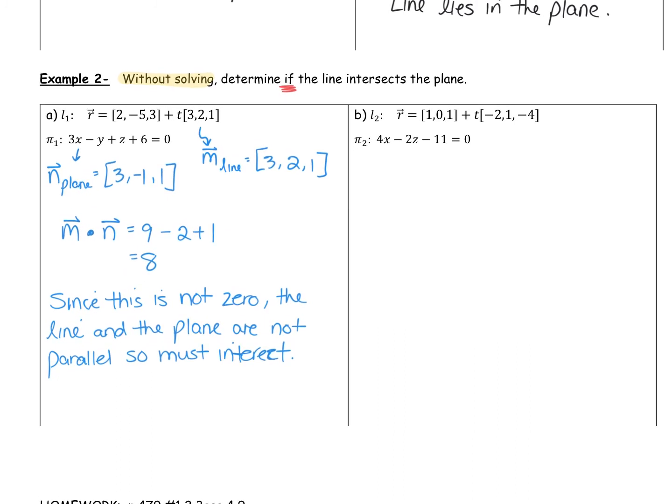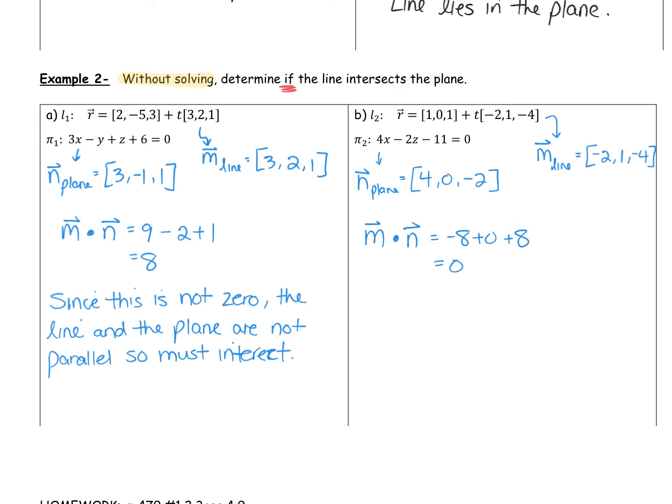Okay, now you pause the video and take a look at what happens in B. Okay, so in B, I hope that you can see that the direction vector of the line is equal to -2, 1, -4. The normal of the plane is equal to 4, 0, -2. And when I dot those two together, I get -8 plus 0 plus 8, and you can see that you get 0. Okay, now what does this mean? This means that the line and the plane are parallel.